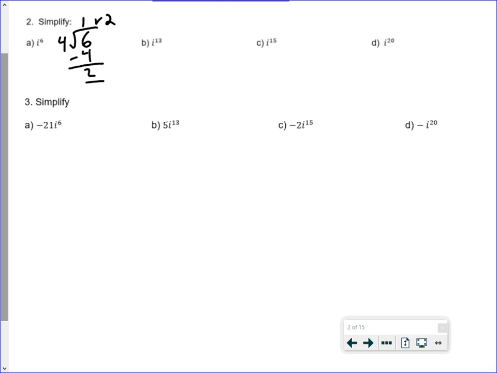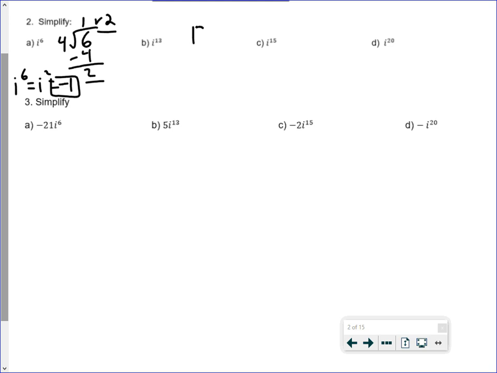So that remainder becomes our new exponent for i. So i to the 6th is the same thing as i squared, because we take this remainder and put it on top of i, and i squared is just -1, which is what our answer is. Okay? Same thing with b.